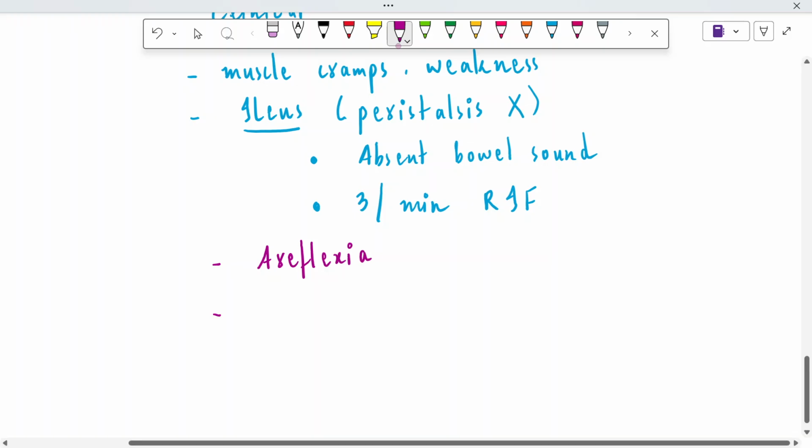The second is flaccid paralysis, which will be inside the body. Flaccid paralysis, because ultimately the muscles are not functioning, so it results in flaccid paralysis.